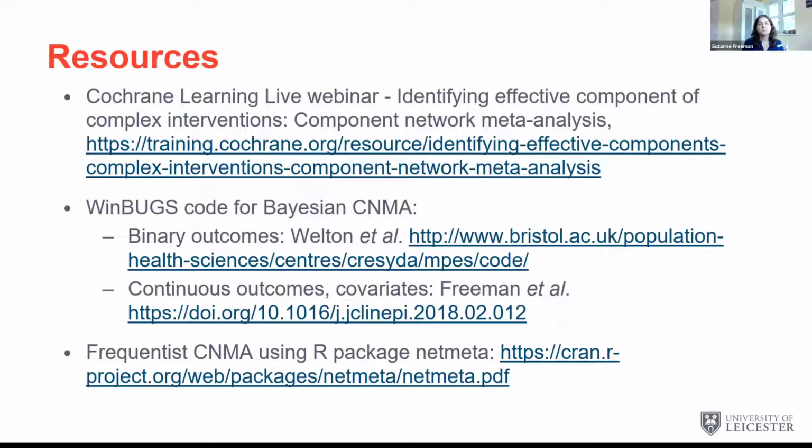So in terms of further resources for learning more about component network meta-analysis, there is a Cochrane Learning Live webinar on component network meta-analysis, which was actually delivered by Debbie and Nikki Welton, and you can access that from the Cochrane Learning Live website. There's WinBUGS code for conducting these component network meta-analyses for binary outcomes, continuous outcomes, and for including covariates as well. And if you do want to go down the frequentist route, then I recommend checking out the R package netmeta.